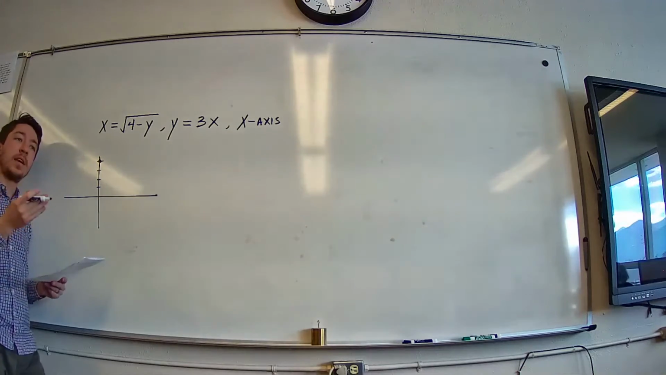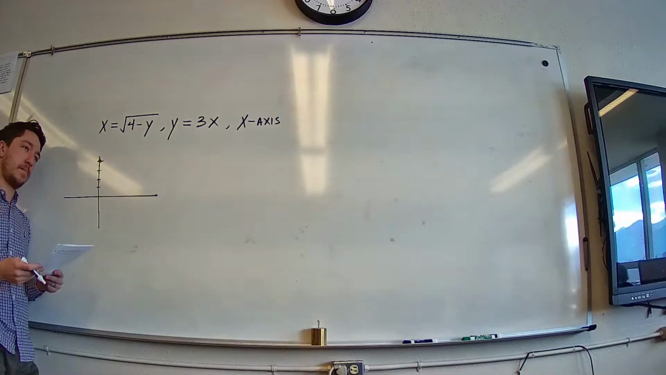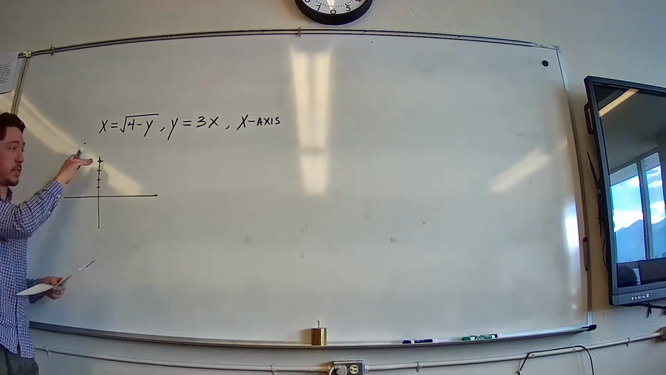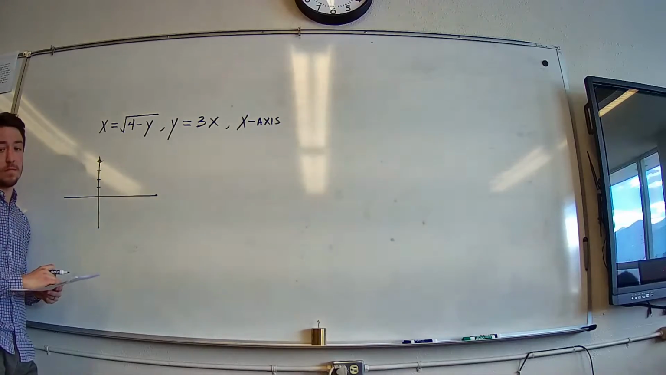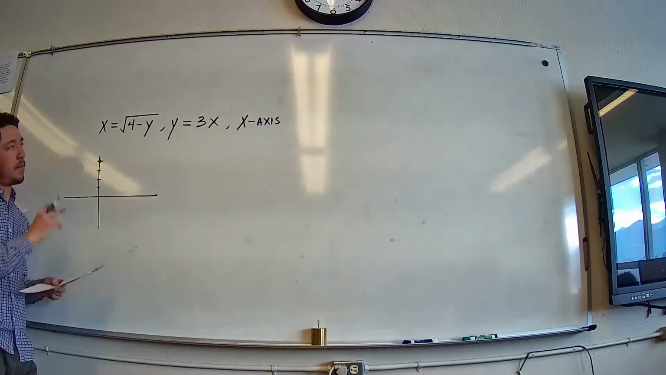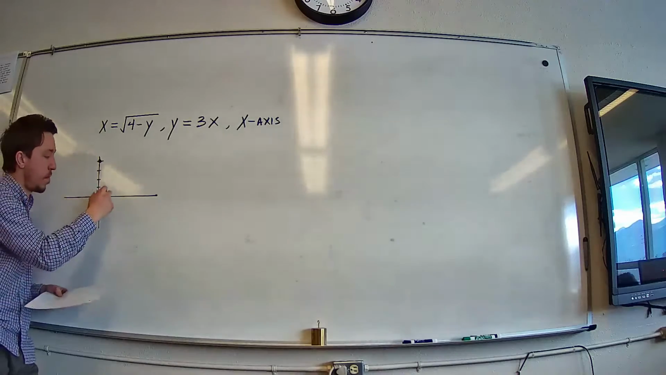Now, here's another thought. Can y be greater than 4? No. You have a negative under the square root, so that tells us this is going to go down, right? Can x be negative? Okay. How about if y is 0? What's x? 2.